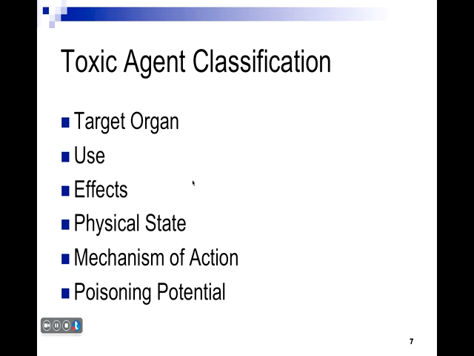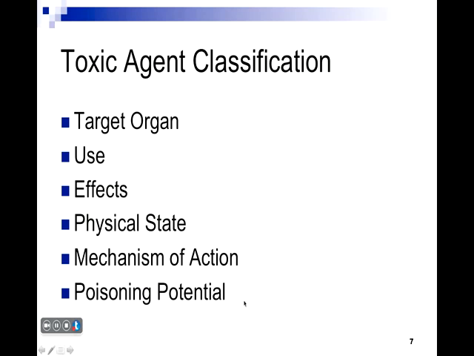Alternatively, you can have toxic agents classified by use. For example, they could be solvents or they could be pesticides. So how a chemical is used could be a mechanism for classifying the toxic agent. Alternatively, you could have things classified by effects. For example, does this chemical cause cancer? Does this chemical cause birth defects? That's an effect of the chemical.